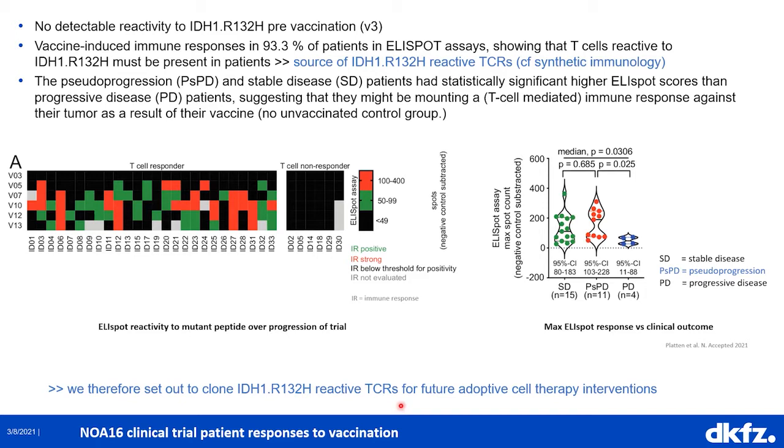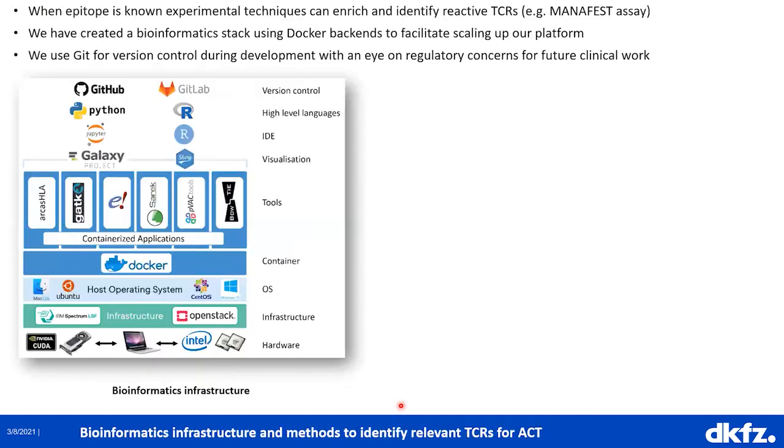Now, how do we do this? For classical immunology, where you know the epitope, you can do all sorts of experimental manipulations to find this. However, what I'm going to focus on here is the bioinformatics, because once you've sequenced the cells, it's essentially free. So we've created a bioinformatics stack using Docker, so it's a very scalable platform, where it doesn't really matter if you're running this on a server or your MacBook or a GPU, or whether you're Linux or not, so all these tools are containerized.